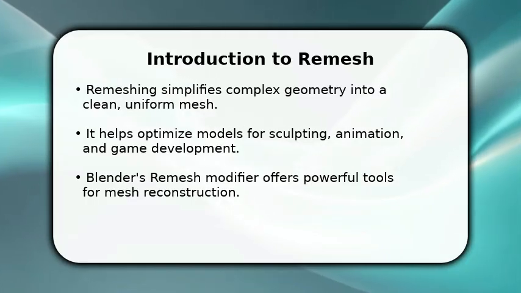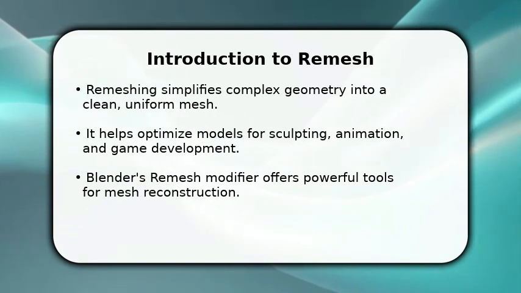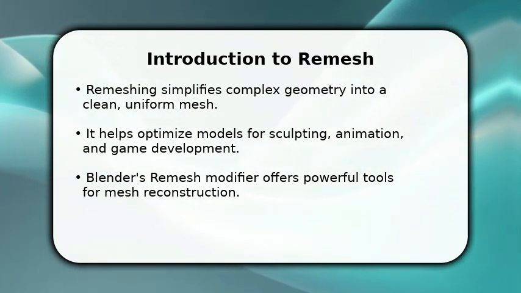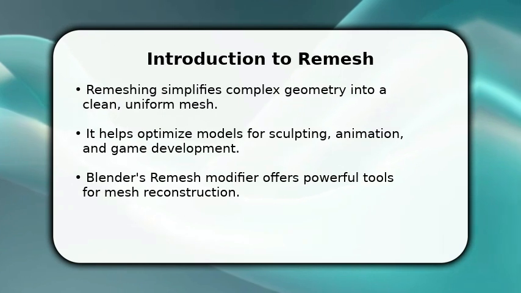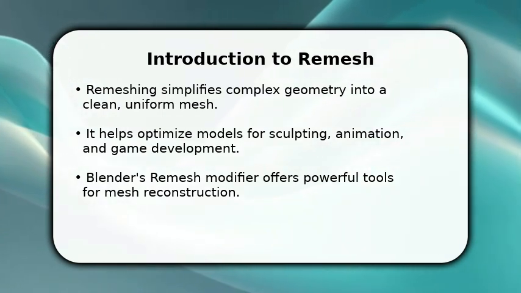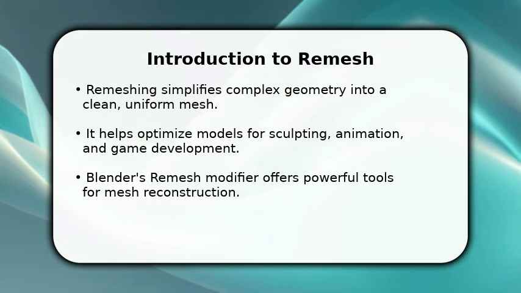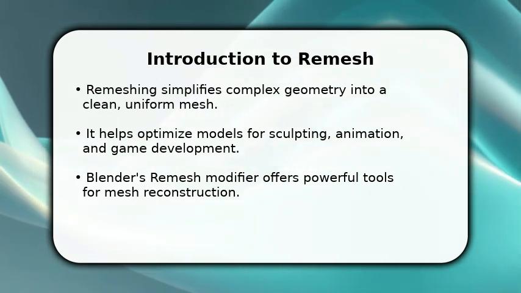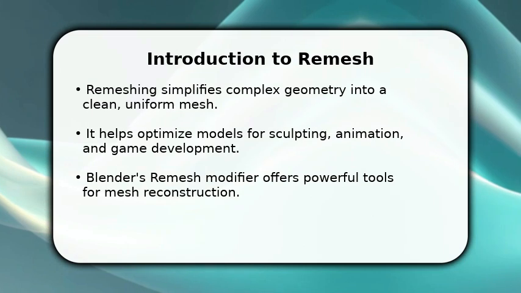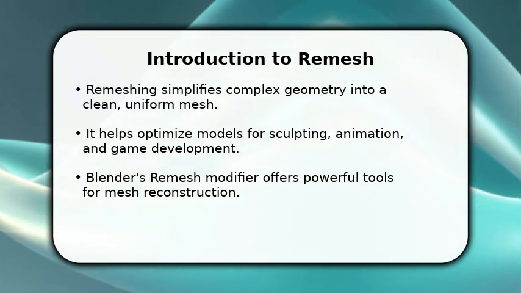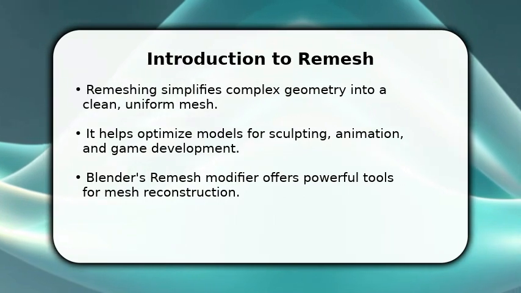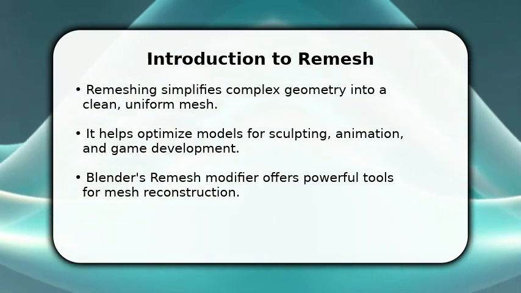In this video, I will explain how to use Remesh in Blender. First, select your object in the 3D viewport. Then, navigate to the Modifiers tab in the Properties panel. Click Add Modifier and choose Remesh from the Generate column. This initial step prepares your model for a cleaner, more efficient topology, which is crucial for various 3D tasks.